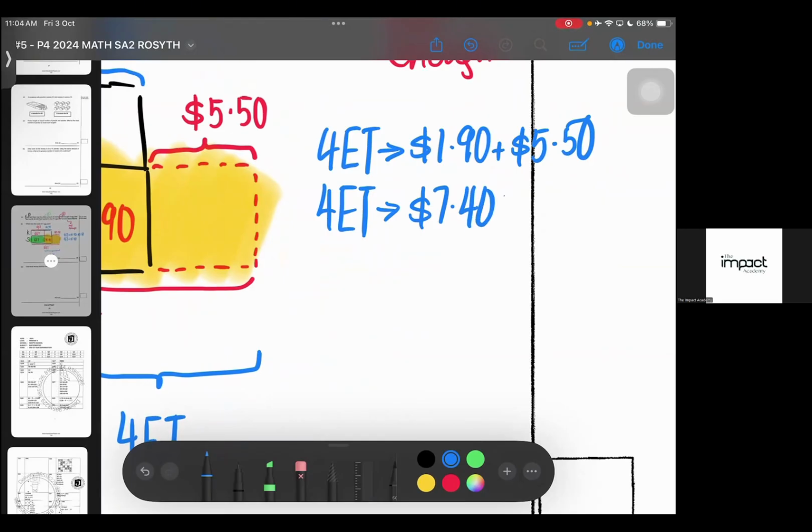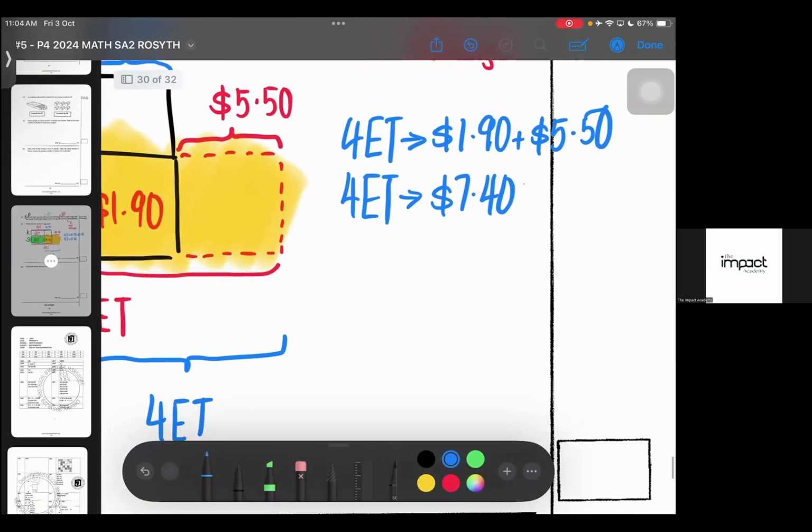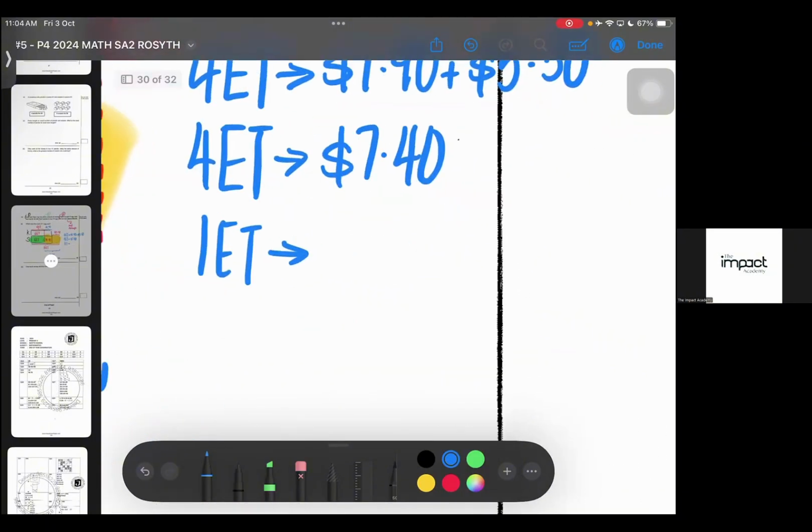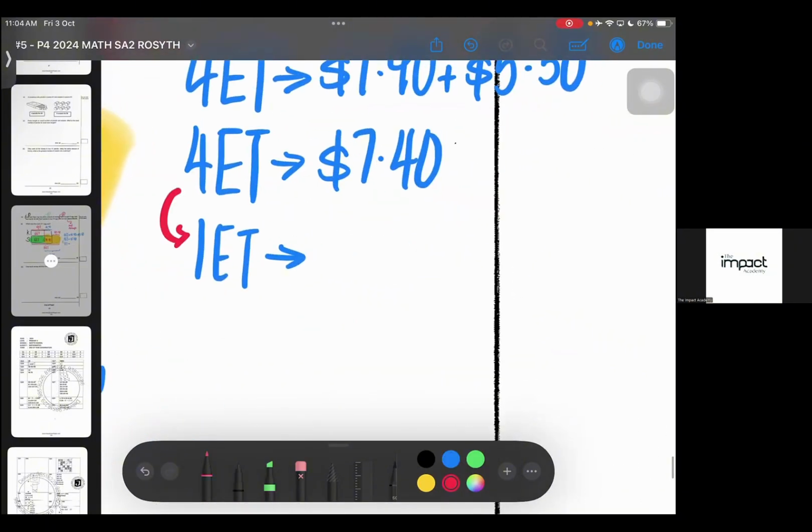Now, after I find 4 egg tarts, what do I always have to do? I always have to find my 1 unit, right? So in this situation, it's going to be 1 ET. How do you get from 4 to 1? When you divide by 4 over here, you also divide by 4 over here. Does it make sense to you?